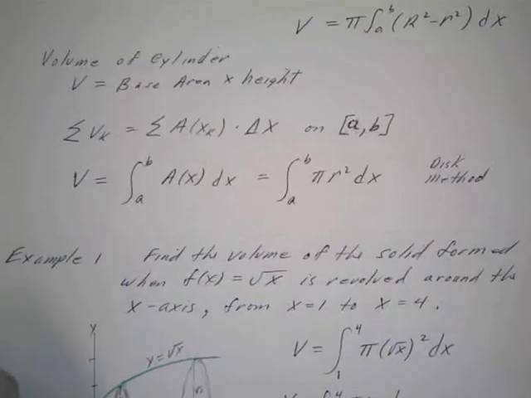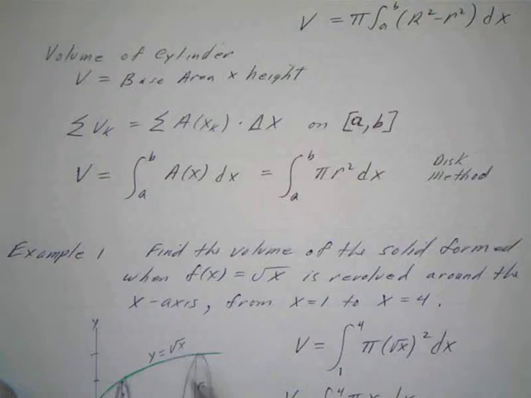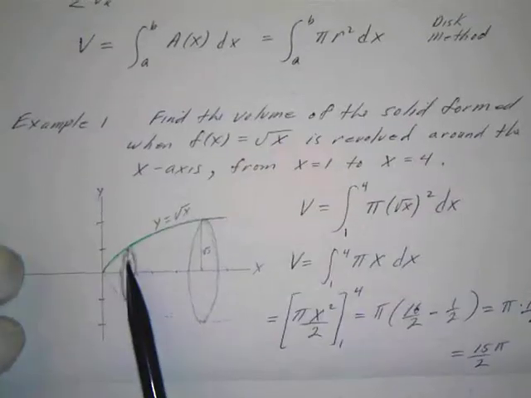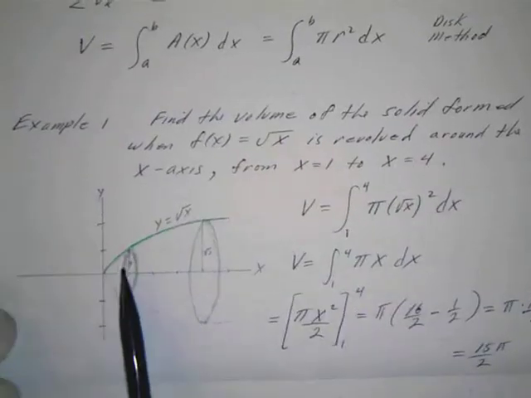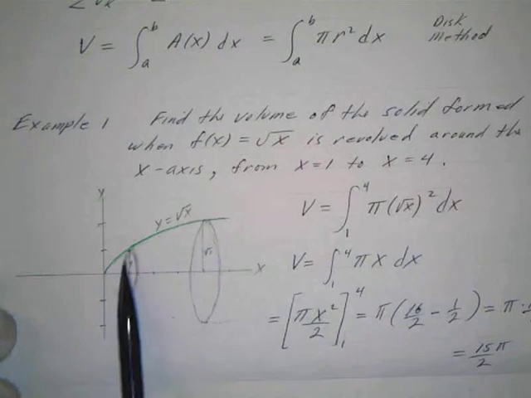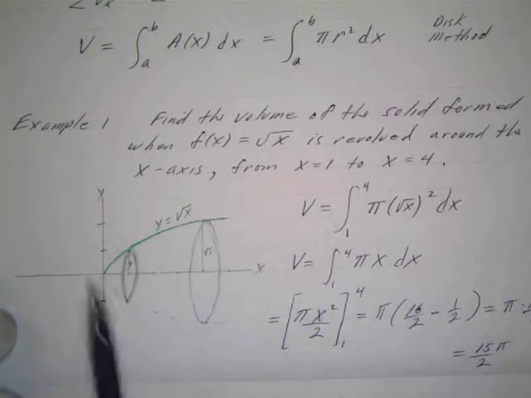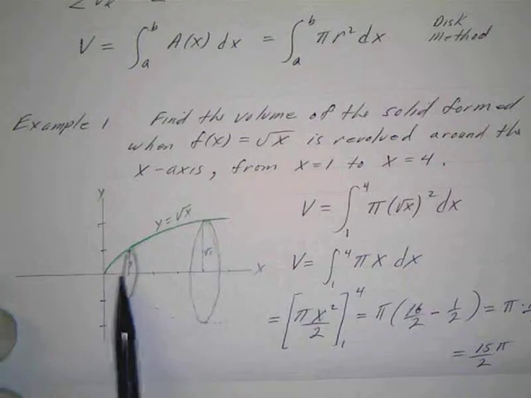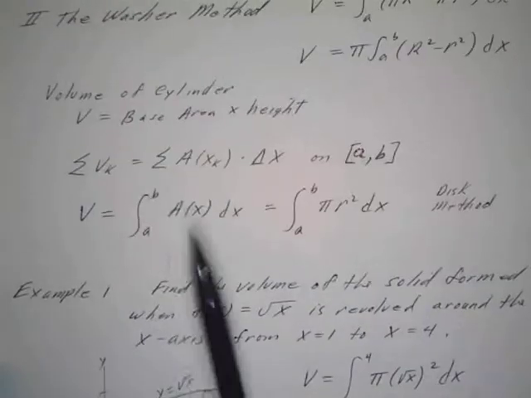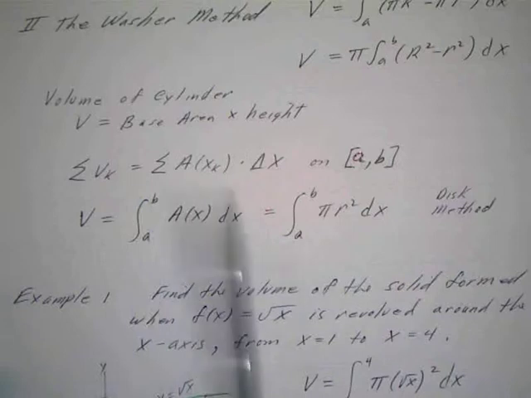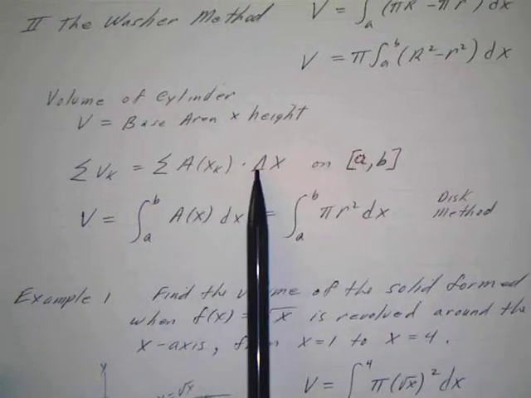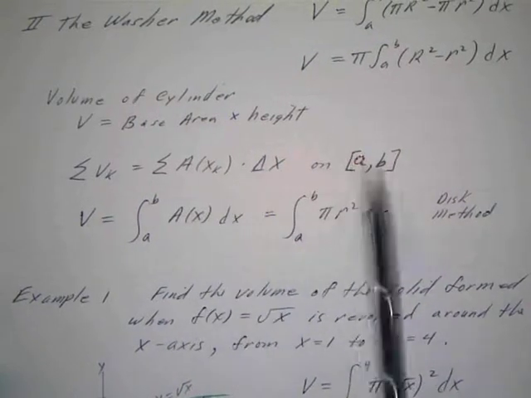Now, remember, the volume for a cylinder is base area times height. The base area is a circle. So if we want to find the volume of each of these little cylindrical discs, that will be the base area, which is the circle, times the height, which is the thickness, and the height in this case will be delta x. So we're going to sum up all these little cylinders on this interval a to b.